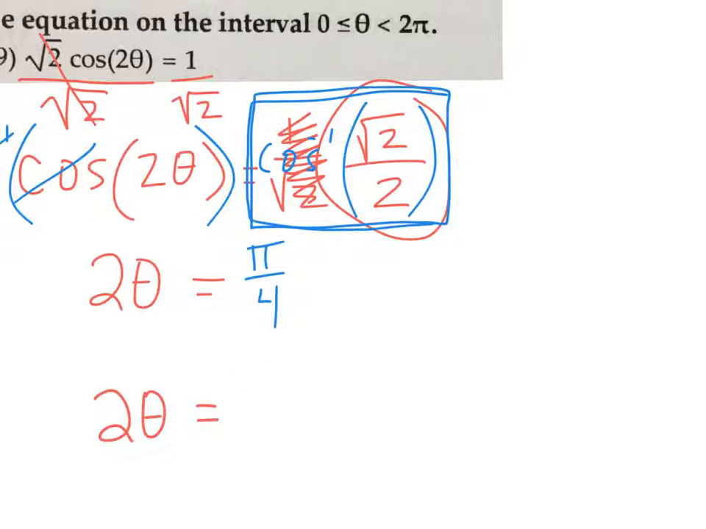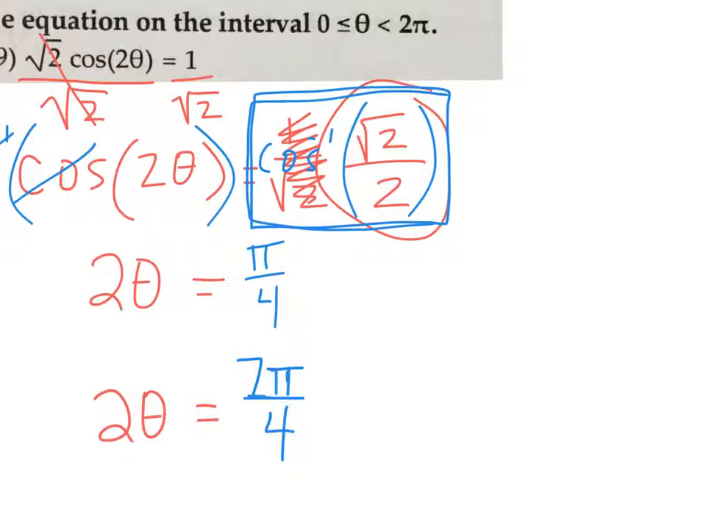Let me erase that 5. That's where it's negative. 7 pi over 4, or 315 degrees in the fourth quadrant, is the other place on the unit circle where the cosine is root 2 over 2. Okay, you have to check all the places on the unit circle where that might happen.